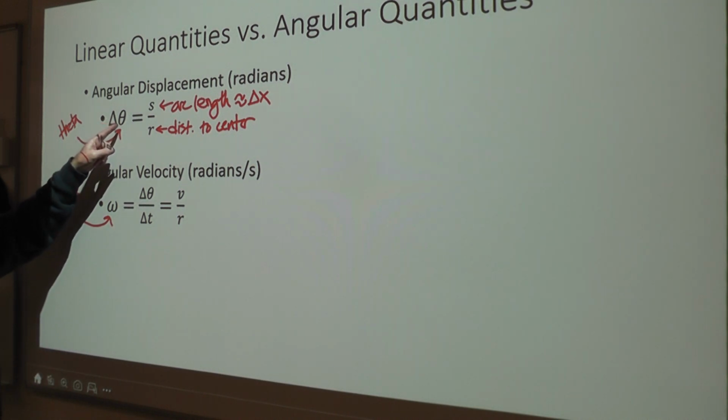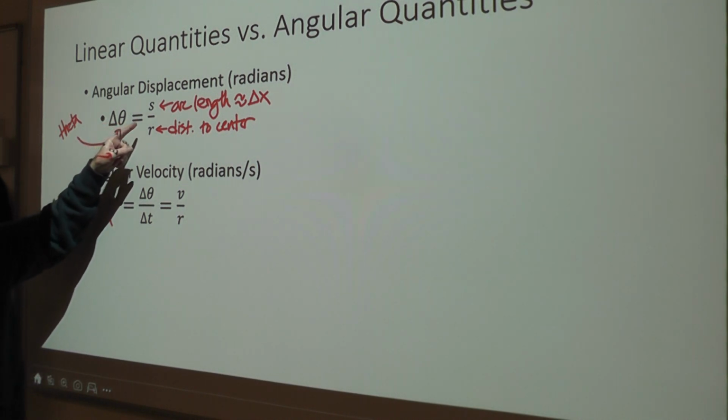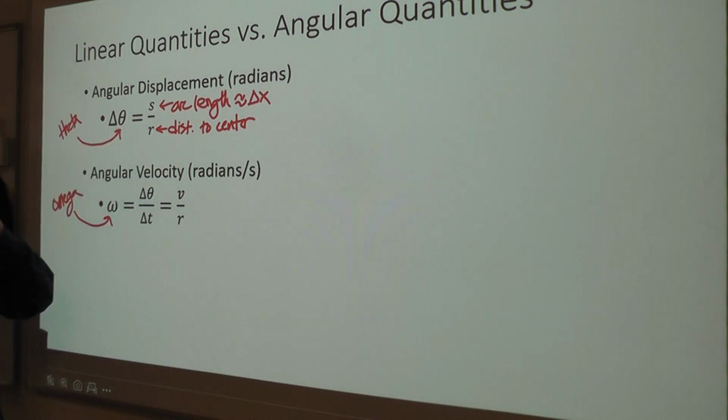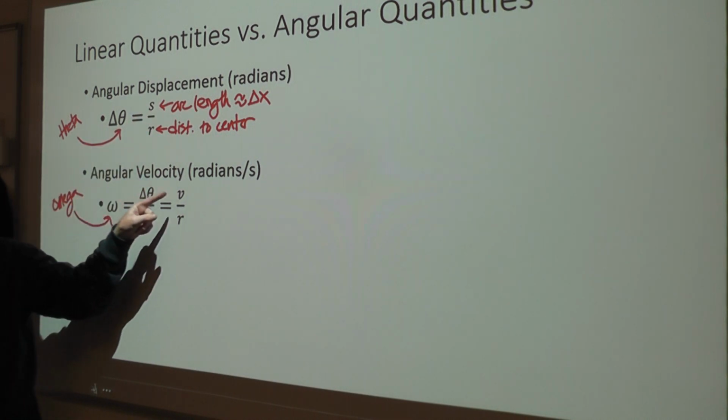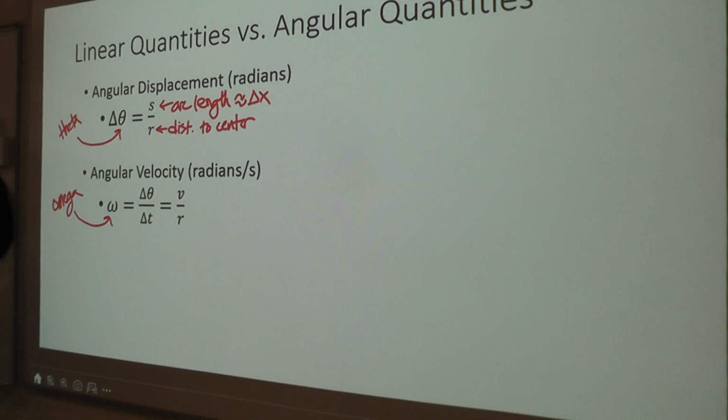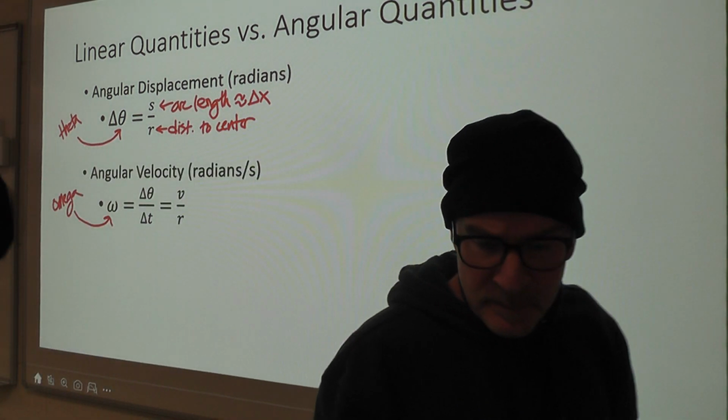But since our angular displacement is related to our linear displacement, our angular velocity is also going to be related to our linear velocity. So we can think about an object's rotational motion as being in radians per second or being in meters per second. Those are going to be the preferred units that we use.